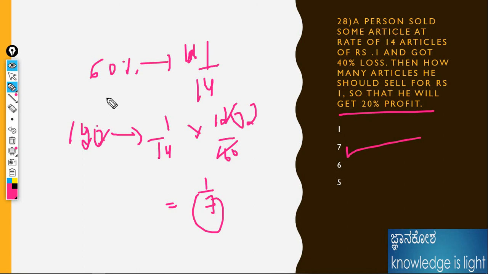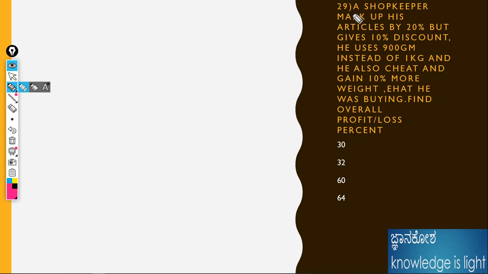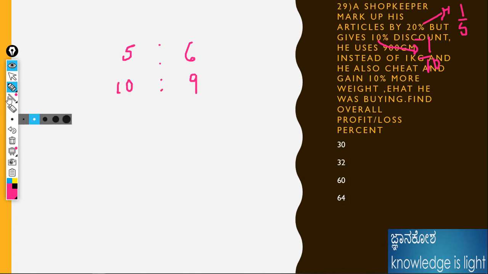Okay, I will take the last problem here. The shopkeeper marks up articles by 20% mark percent. Okay, 20% means the initial price, 20% means 1 by 5. Understand? 1 by 5 means the profit should be 6 by 5. Then discount means 1 by 10. That means initial value is 10 and final value is 9. And notice, I will write it down.